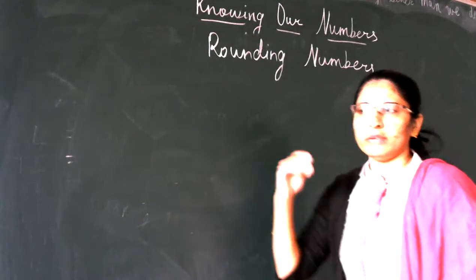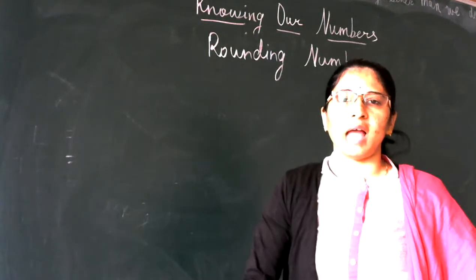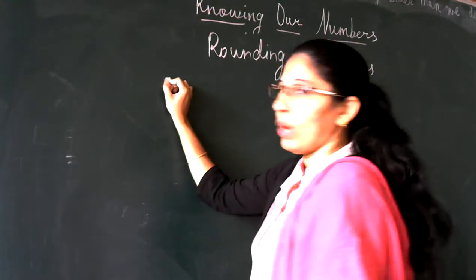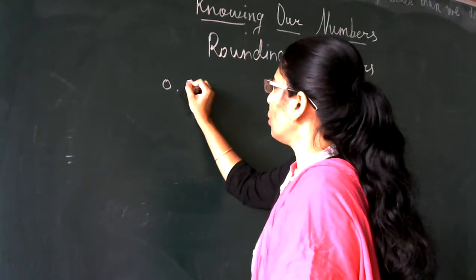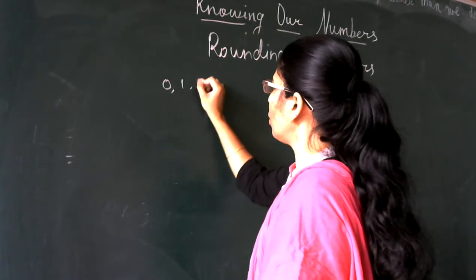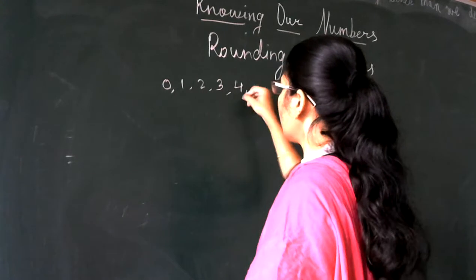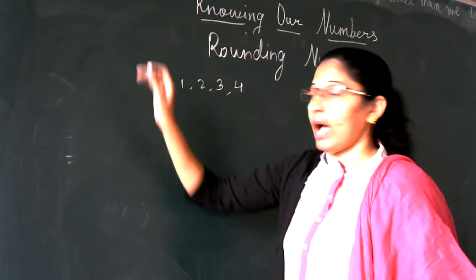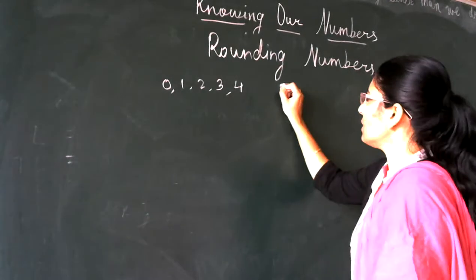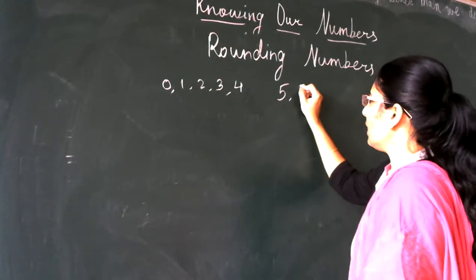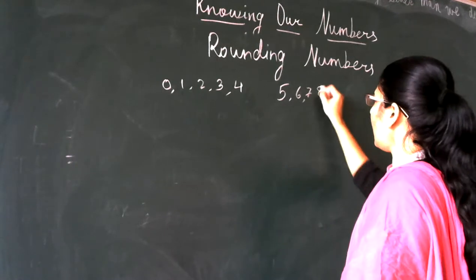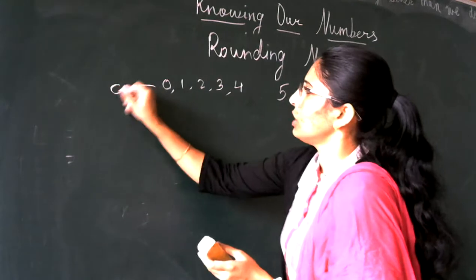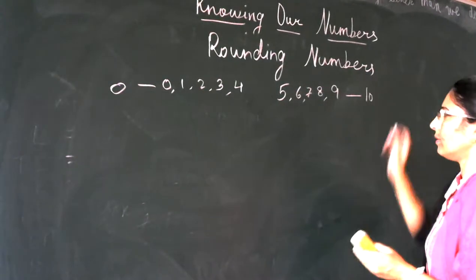Round off any number, tens, hundreds, thousands, lakhs, 10 lakhs, the same method we need to follow. When in the ones place there are 0, 1, 2, 3, 4, that time the previous number will come. And when it is more than that, 5, 6, 7, 8, 9, it is nearer to 10. If you see, this is nearer to 0 and this is nearer to 10.